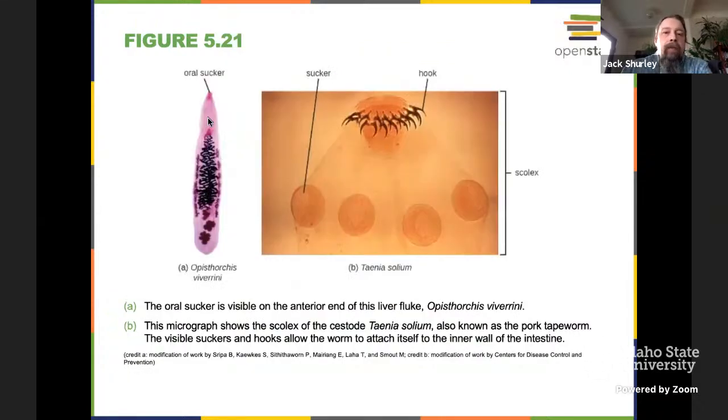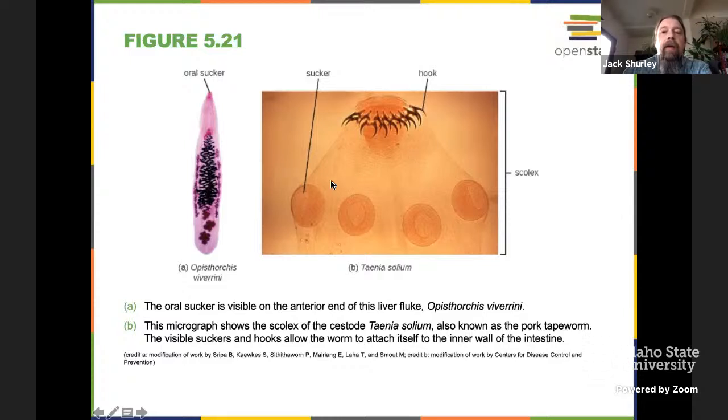So here we've got a couple. Epistholorchis viverni is both of these worms. This is a fluke. And the next one over, although we're only seeing the head region, the scolex, this is a tapeworm. So they're both flatworms, but fluke and tapeworm, so trematode and cestode respectively. Lots of these, both trematodes and cestodes, have oral suckers.